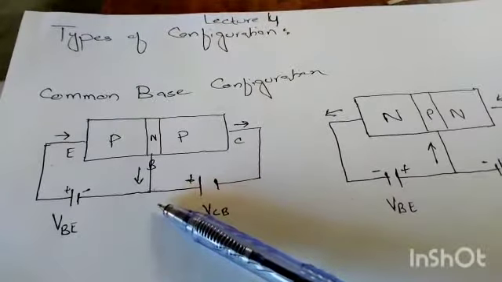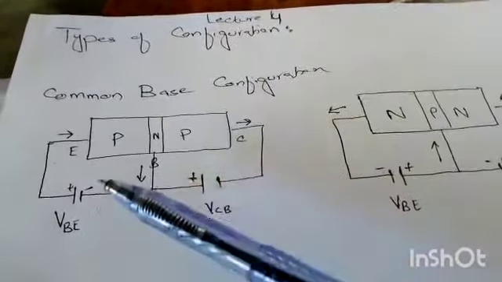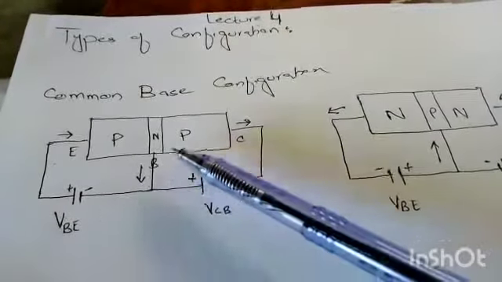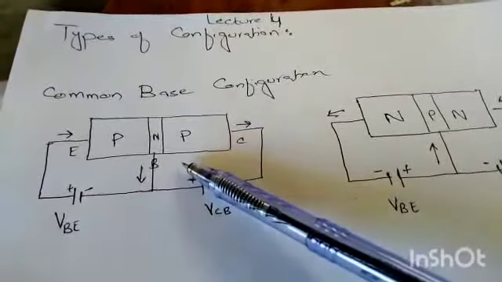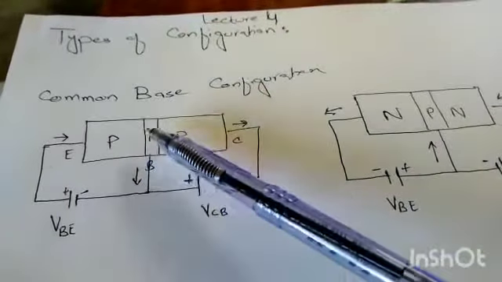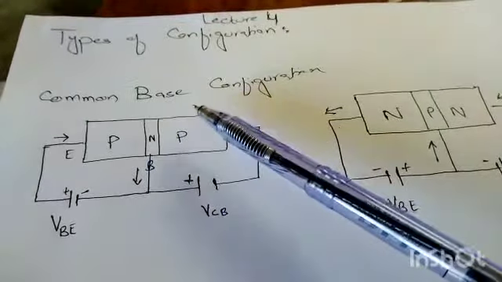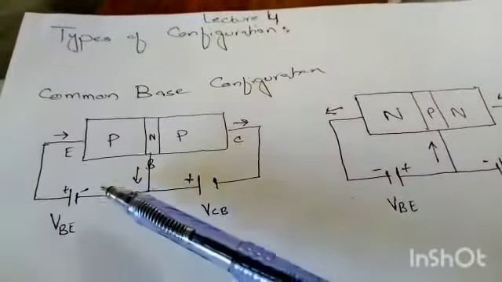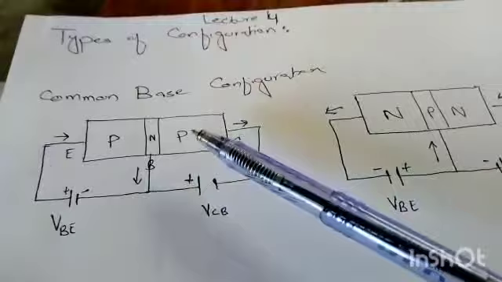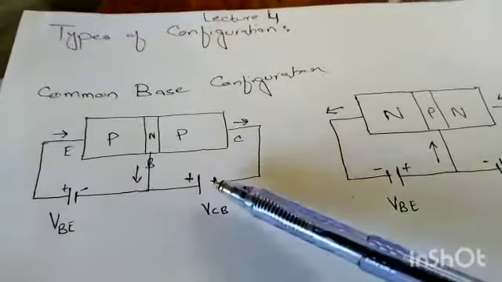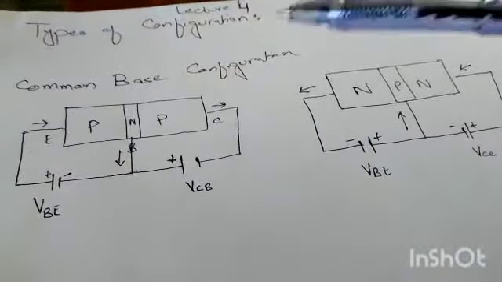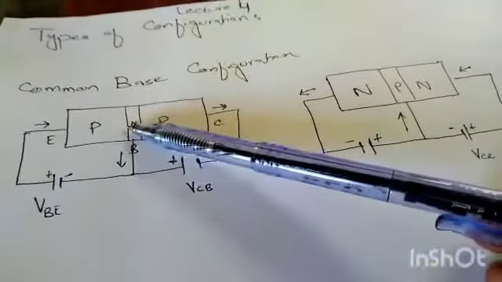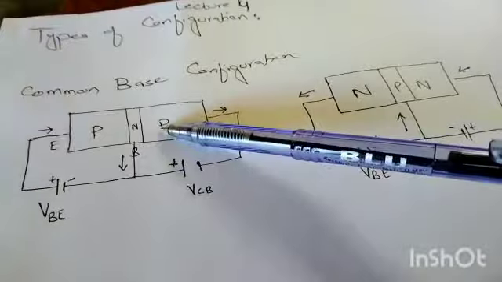So on the basis of the common terminal used in input as well as in output, transistor configuration is divided into three types. The first one is common base configuration. In this type of configuration, you take base as a common terminal in input as well as in output. In a PNP transistor, this P is emitter, this N is base and this P is collector.